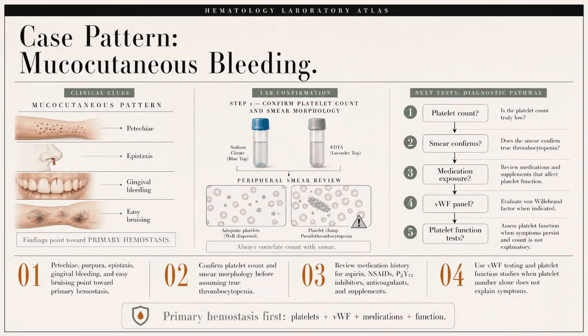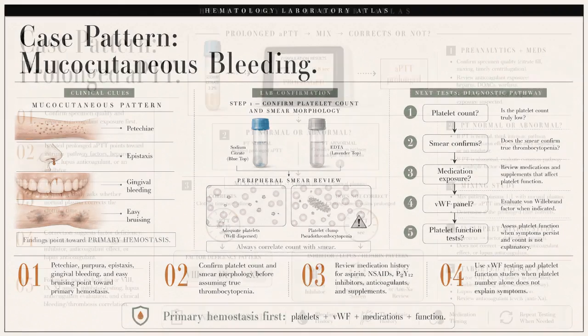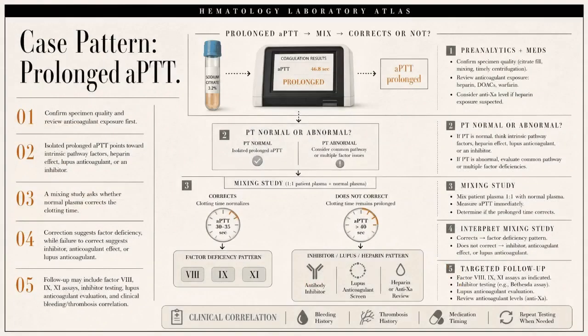Now, let's look at a prolonged APTT. A prolonged APTT is a common lab finding, and context is key. First, always check for anticoagulant exposure. Heparin, direct thrombin inhibitors, and some factor Xa inhibitors can prolong APTT. If medication isn't the cause, a mixing study is the next step.